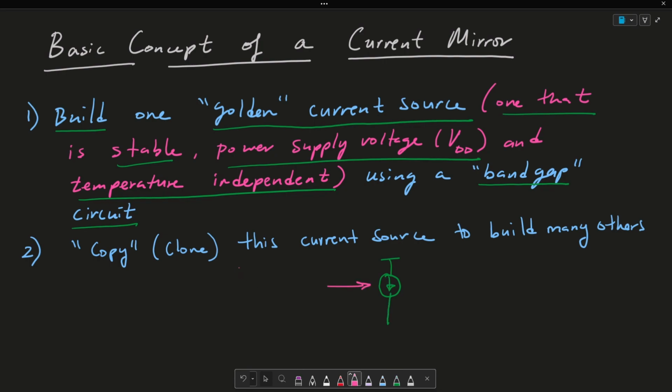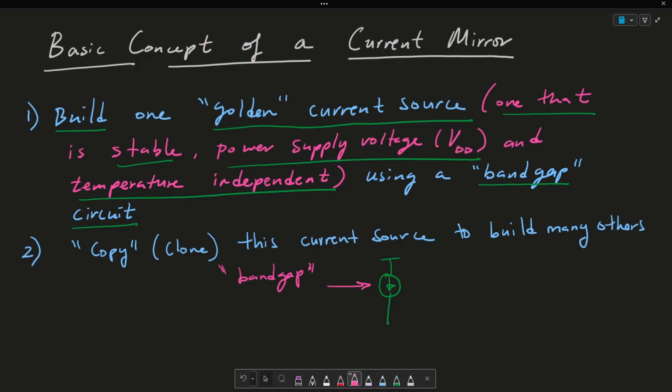And I'm not going to talk or dive into this band gap circuit because it's a very complex topic, and I'll save that for another video, where basically a band gap circuit is a precision circuit designed to produce a constant output voltage regardless of changes in temperature or power supply.